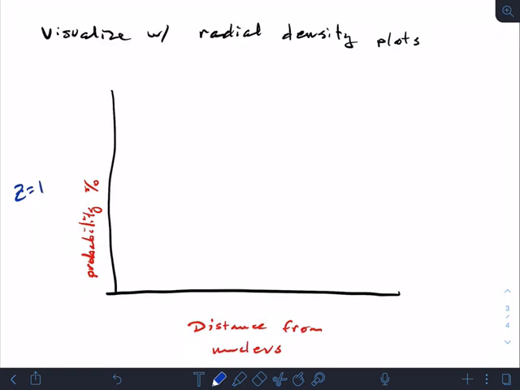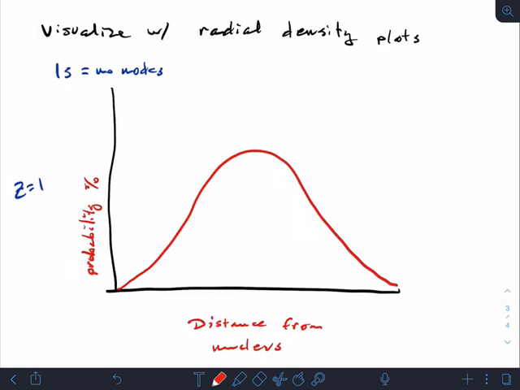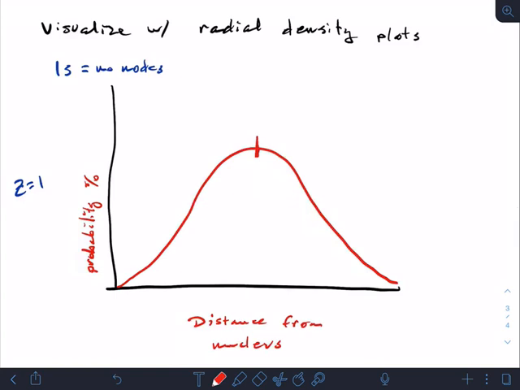So let's say if I'm talking about something that is a Z of 1. So we're talking about a hydrogen atom here, right? So that means it's a 1s, which means no nodes, right? Because remember, the number of nodes equals n minus 1. So if I do a radial density plot, it's going to end up looking like a nice little bell curve, okay? And my highest probability is right here at the top, okay?